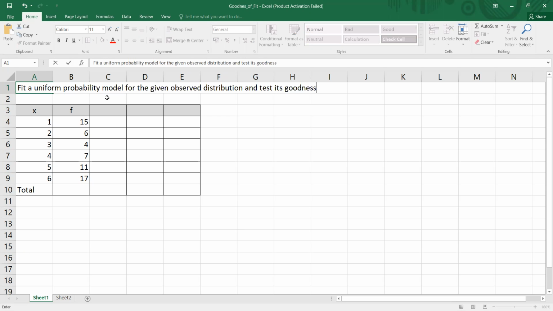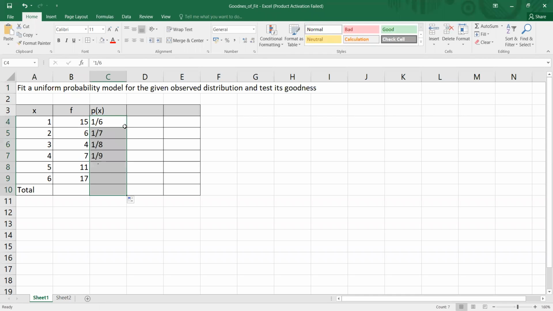So there are 2 steps. One step is fitting of the model, and the second step is the testing of the model. The model is what? Sorry, not a binomial model, the uniform model. So first you have to calculate the probabilities using the uniform model. According to the uniform model, all of these probabilities will be 1 by 6. So this 1 by 6 is to be copied to all the numbers.